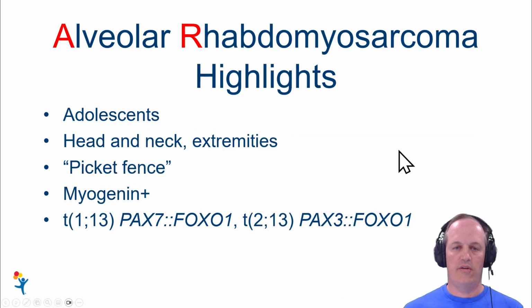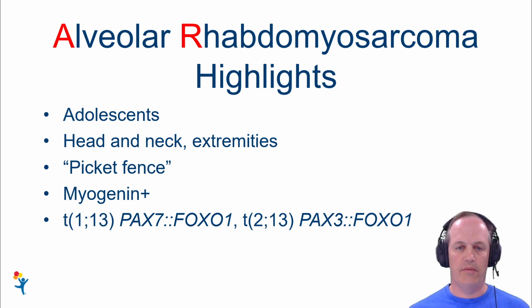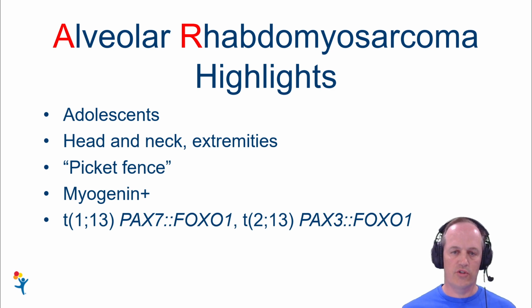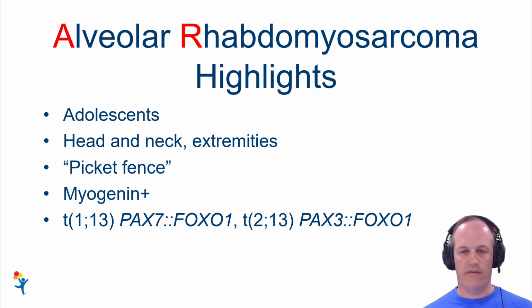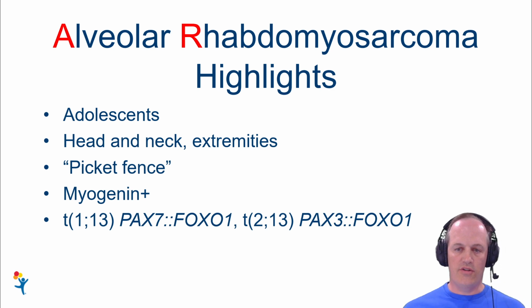All right, so alveolar rhabdomyosarcoma. It's going to be a tumor primarily in adolescence with a predilection for the extremities and the head and neck. You're going to look for that picket fence pattern at the periphery of the nest. That's going to help you figure out what it is. When you have myogenin, MyoD, and desmin positivity, that's going to help you. Now again, 80% of these tumors are going to be positive for a fusion that involves FOXO1 partnered with either PAX3 or PAX7. That is not required to call it alveolar, because alveolar is again a histologic classification.